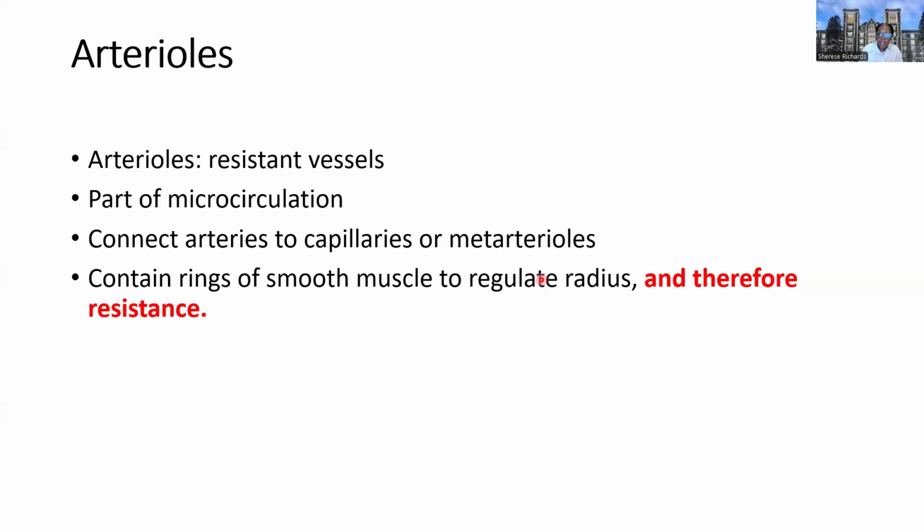And again, I keep reiterating this, the role of smooth muscle is to be innervated by the nervous system, and then we can change that smooth muscle state and therefore change the radius of these vessels.